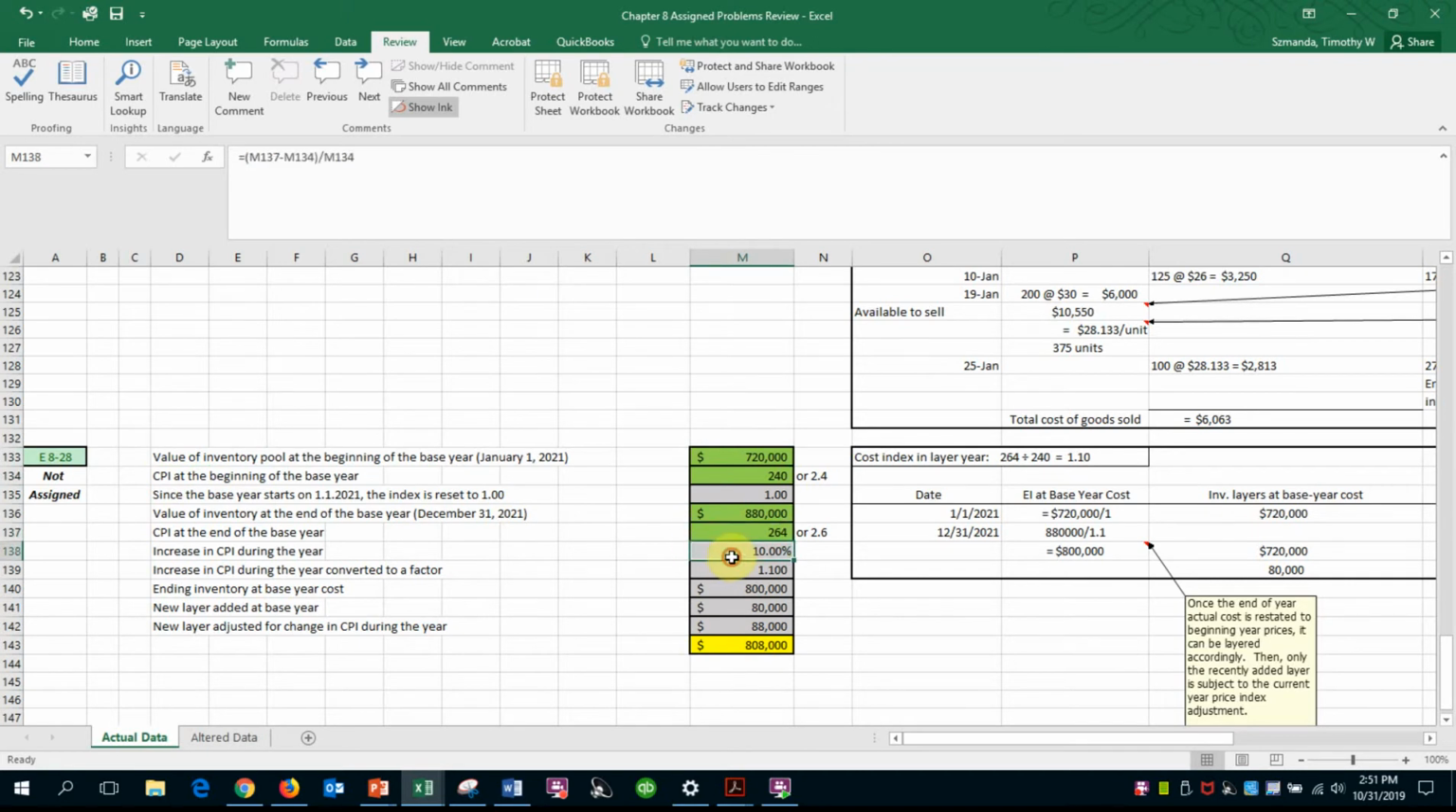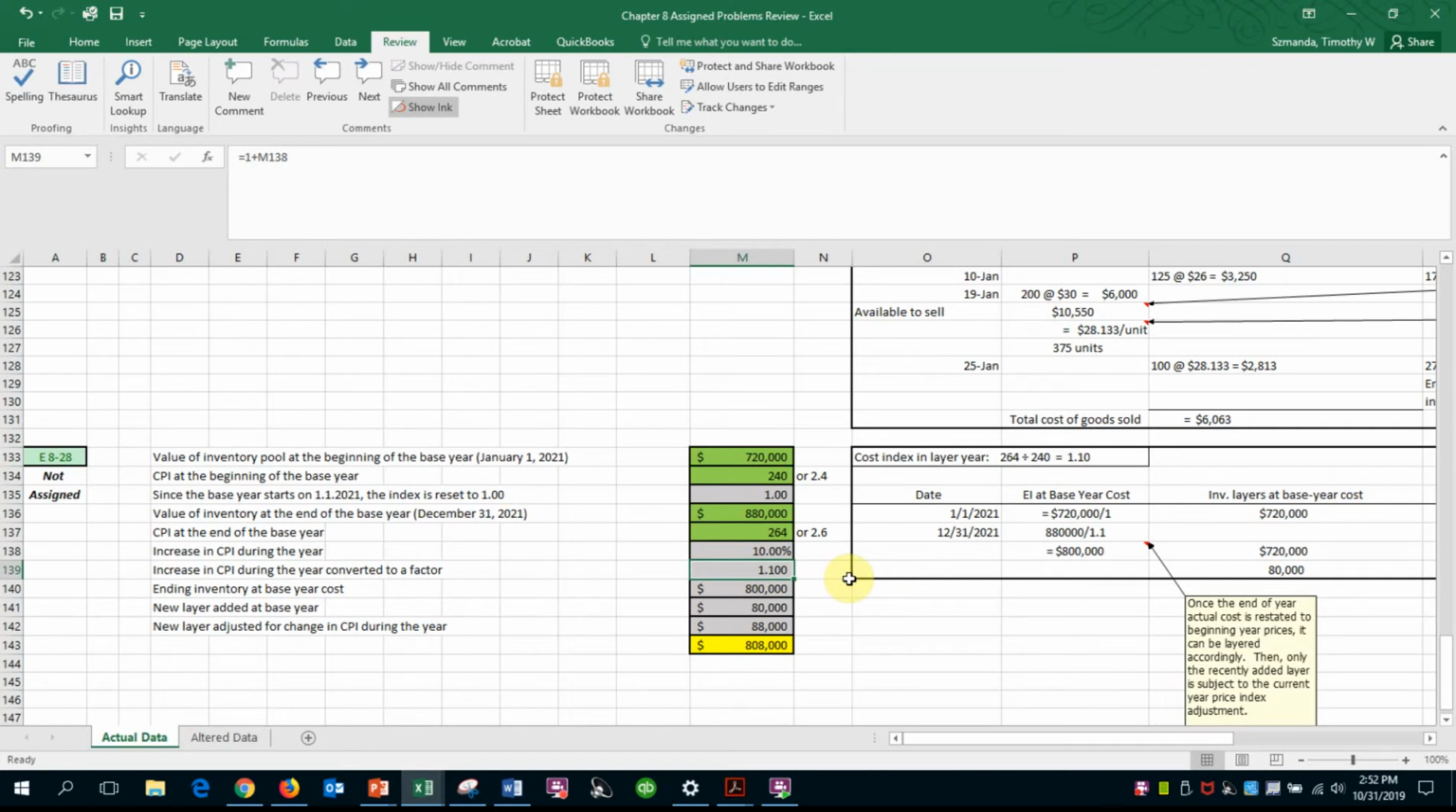And we do that by taking the difference between 264 and 240 and dividing it by 240. So 264 minus 240, and then we'll divide that by 240. And that turns out that during the year we saw a 10% change. So from the beginning of the year, the index was 240 to the end of the year, the index was 264. That's a 10% increase. We add that to 1, and we have a factor during the year then of 1.1.